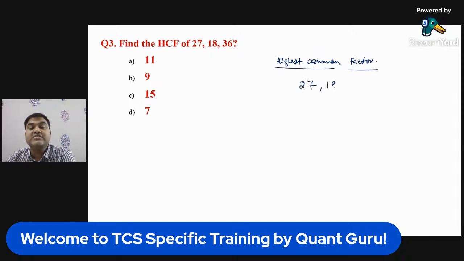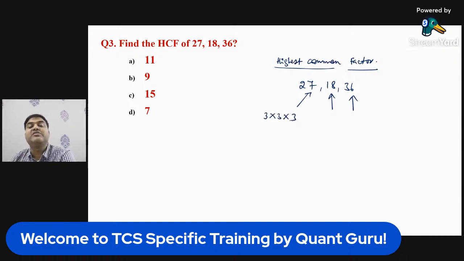27, 18, and 36: which is the biggest number which can divide 27 as well as 18 as well as 36? So what is common between all of these, right? Ideally what we do is write 27 as 3 into 3 into 3, right?